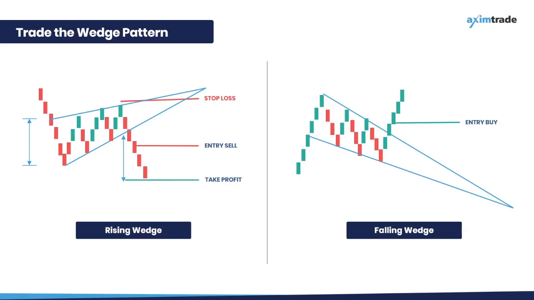In order to avoid false breakouts, traders should wait for a candle to close above the top trend line before entering. Place the stop loss below the bottom side of the falling wedge, and the take profit is placed by taking the height of the back of the wedge and by extending that distance up from the trend line breakout.